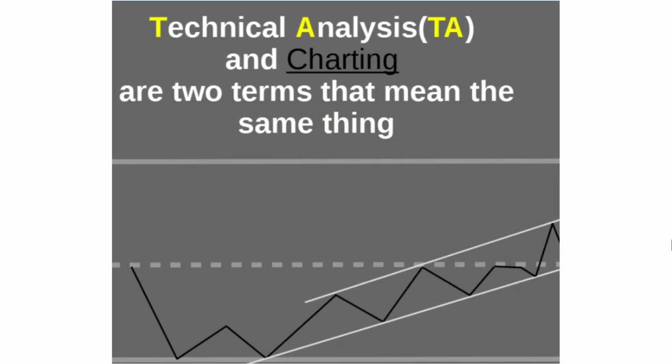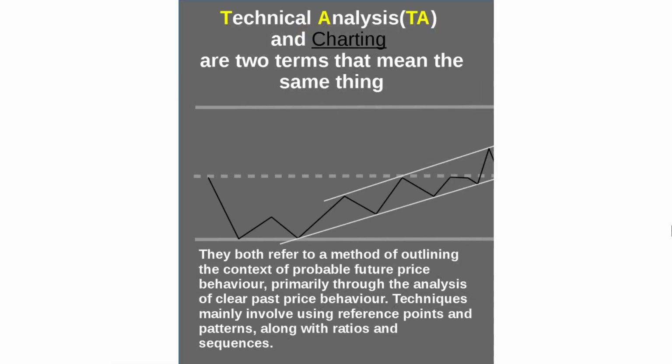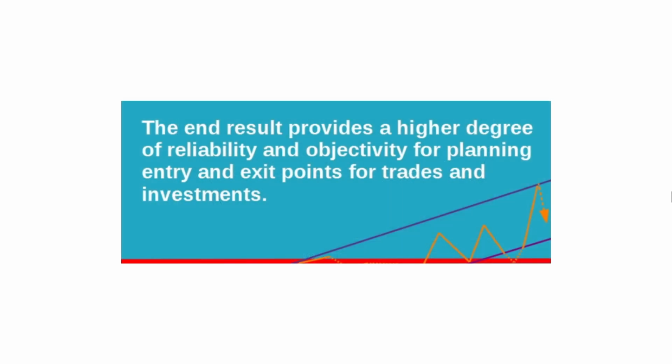Technical analysis methods mainly utilize clear past price action. This often refers to how charts behave at certain reference points and within certain patterns, along with the application of ratios and sequences. The end result provides for a higher degree of reliability and objectivity for planning entry and exit points for trades and investments.